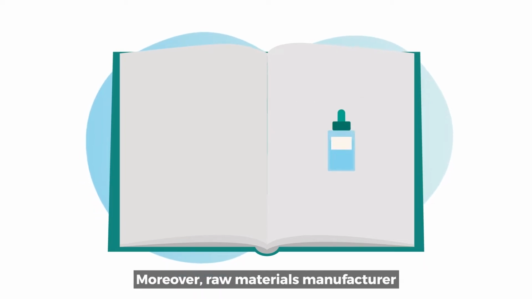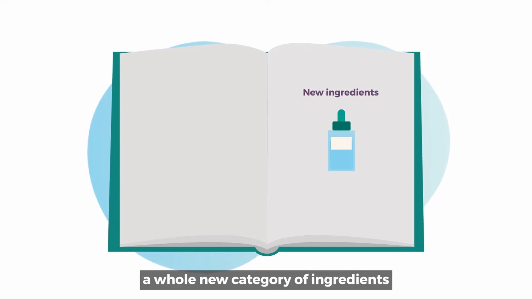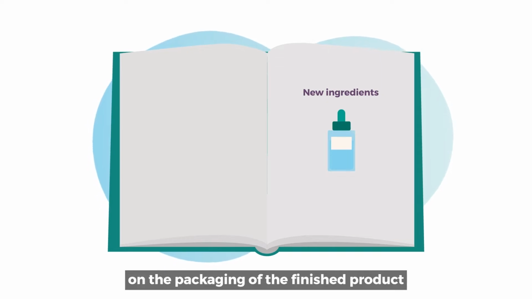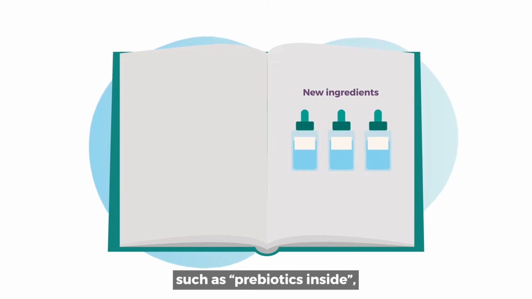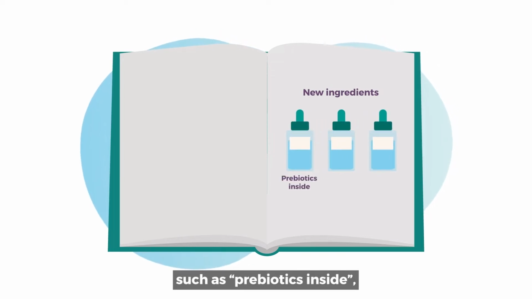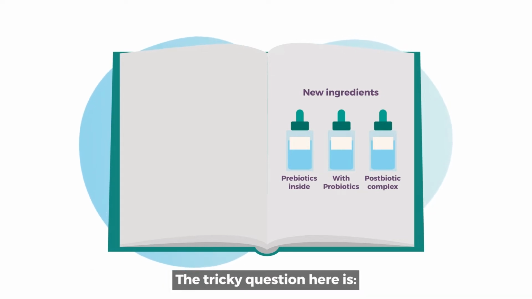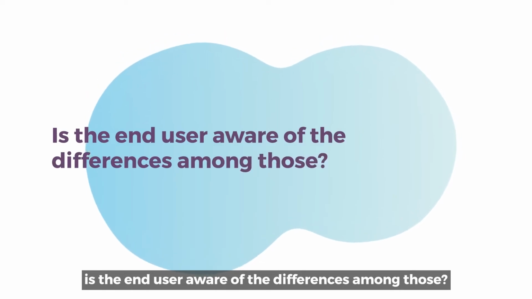Moreover, raw materials manufacturers started to include in the market a whole new category of ingredients. We often find these substances on the packaging of the finished product, claiming an added value to the formula, such as prebiotics inside, with probiotics, or postbiotics complex, and so on. The tricky question here: is the end user aware of the differences among those?